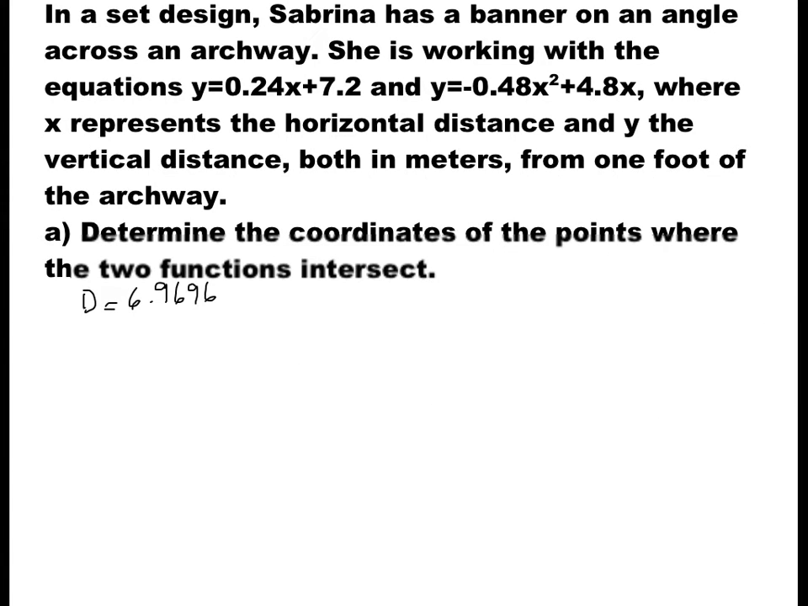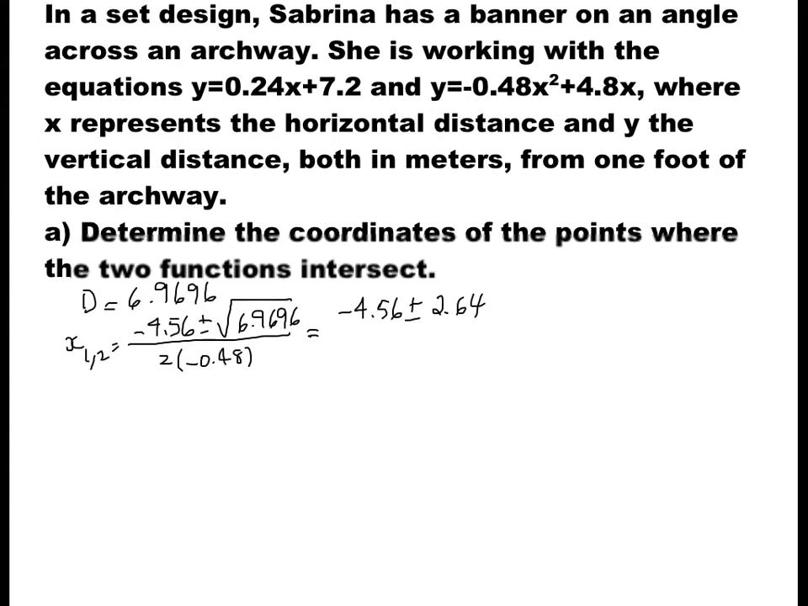Using the quadratic formula, we can say that x1,2 is negative b, which is negative 4.56, plus or minus the square root of 6.9696, divided by 2a, which is 2 times negative 0.48, which is going to be negative 4.56 plus or minus 2.64, because the square root of 6.9696 is 2.64, divided by negative 0.96, because 2 times negative 0.48 is negative 0.96.